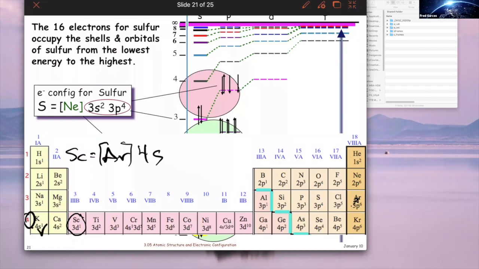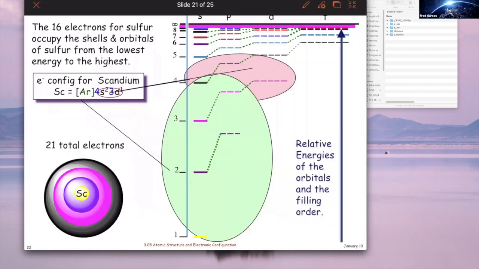4s2. And then we hit the 3d, because this is your 3d. You see, this is 4, but your shell number here is n-1. N is 4, so this is a 3. So this is 3d1. That's the electron configuration for scandium. Again, you want to use the periodic table because that's the easiest way to do that.